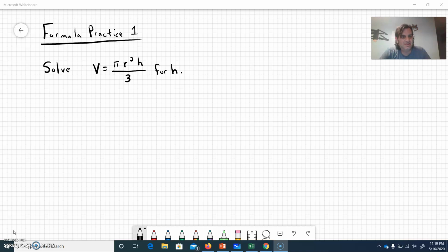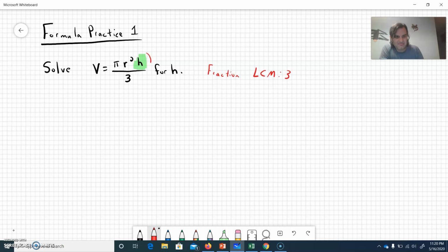The formula was V equals the fraction pi r squared h over 3, and we're going to solve for h. So the first thing I want to point out is we're trying to get h by itself, so we treat everything else just like it's a number. Okay? So the first thing we notice here is that there is a fraction, and that fraction is just 3, so the least common multiple is 3.